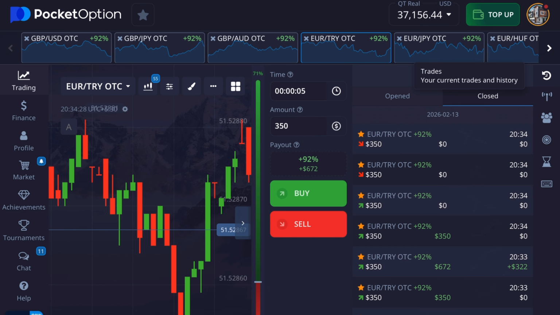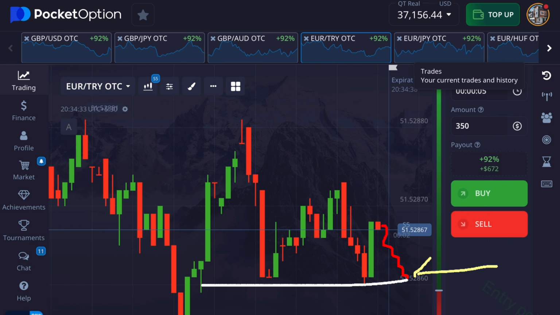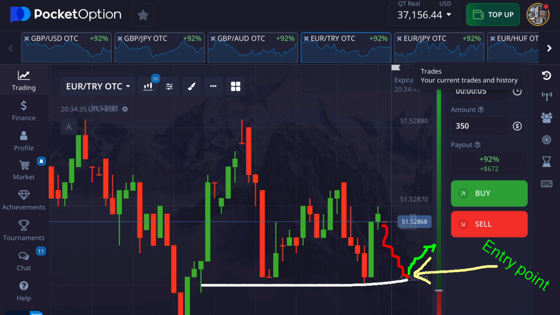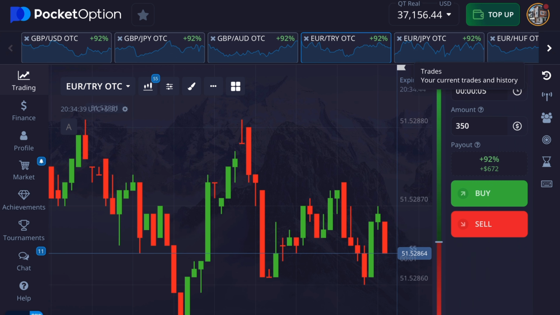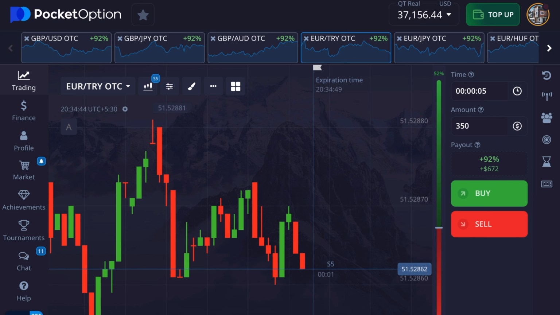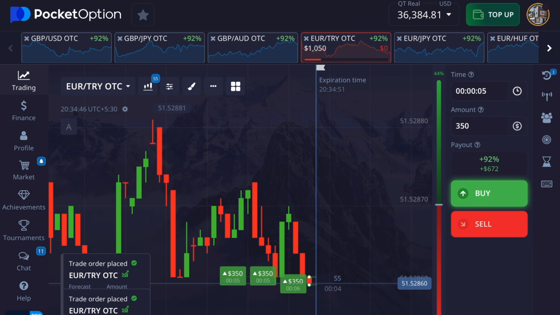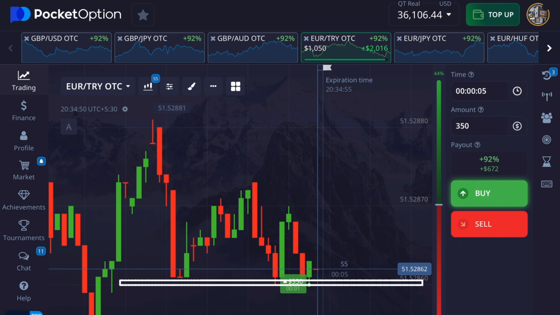So now I will wait for some time, and when the market comes near this support, then from here the market can make some candles reversal. So I will try to take advantage of this opportunity. So as I said, when the market reaches this level, I will place an entry.